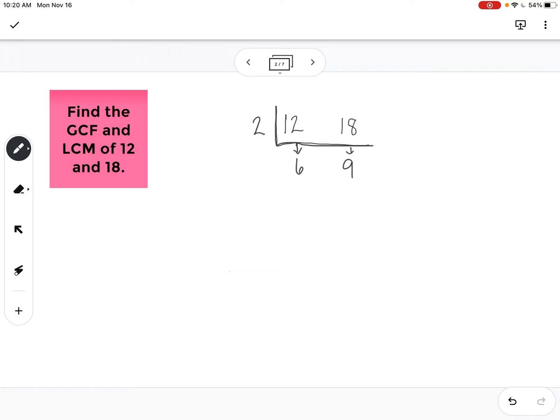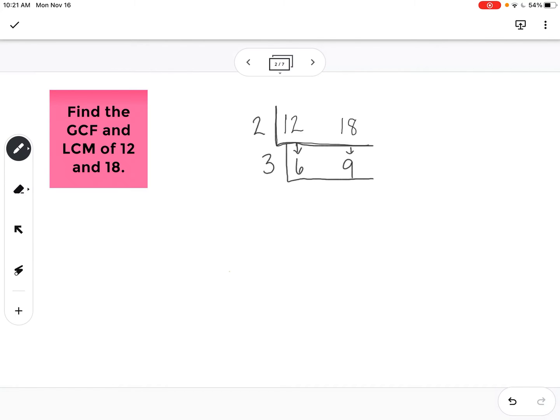And if these have a common factor, I'm going to make an additional tier. So I think about 6 and I think about 9 and I think, do they have a common factor? I know 6 is even, but 9 is not. Let's think about 3. I know 3 goes into 6 and 3 also goes into 9, so they do have a common factor of 3.